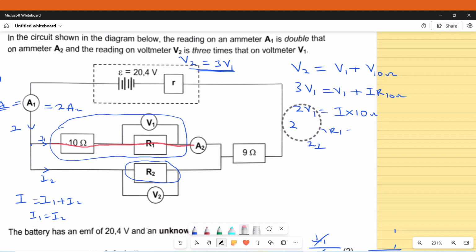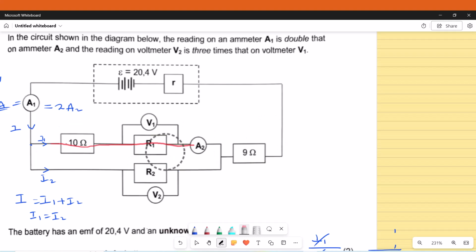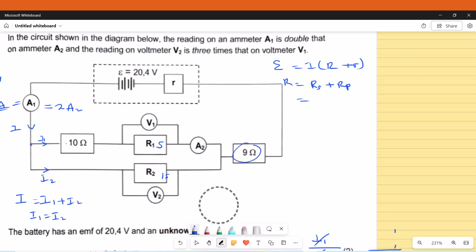Now we know that EMF equals current I into external plus internal resistances. Don't forget that our resistor 1 was 5 ohms, and this is 15 ohms. They gave us EMF, and the current I we know. Let me find the external resistance first by adding all resistors in series plus resistors in parallel. So this series one is only this 9 here. I'm going to say that's 9 ohms.